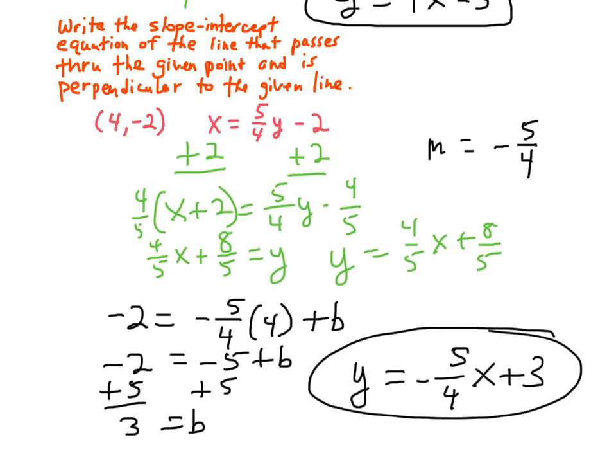So that's the slope-intercept equation of the line that passes through this point and is perpendicular to this, the slope for this line, which is actually 4/5. And so there's my equation. Let me see if I can make this just a little bit bigger.